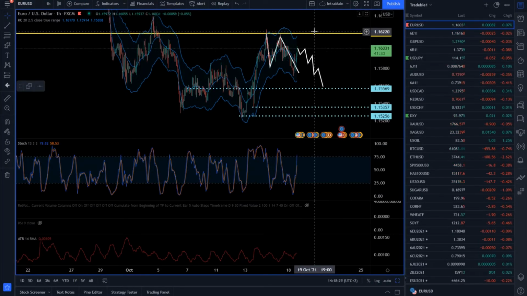Again, if we break 1.1620 aggressively, then there can be another upside leg, but for now I don't see that, so the bear scenario is most likely to happen at this stage.